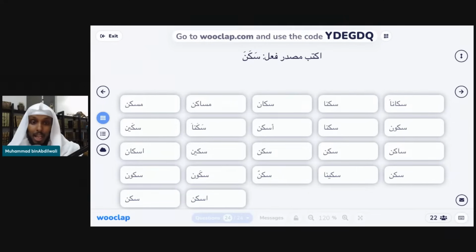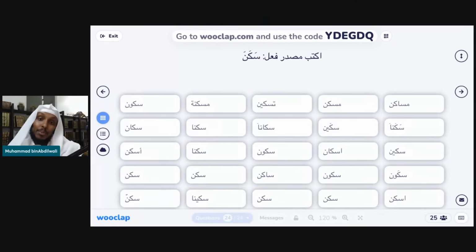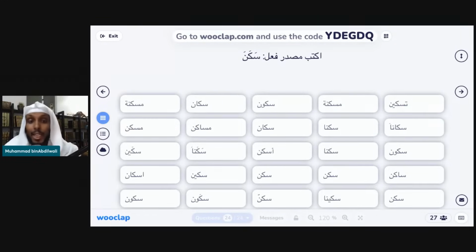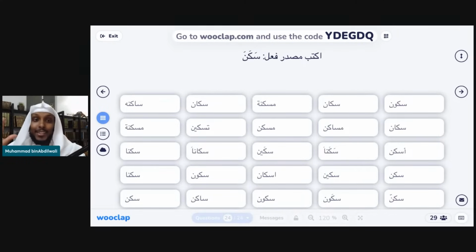مساكن لا. مساكن is جمع, is the plural of مسكن. Okay? Which مسكن is المصدر الميمي, they call it. It's actually a masdar, but it's a specific type of masdar called masdar الميمي. But yeah, the correct answer here is سكنا. سكن يسكن سكنا. سكنا. Okay? That's why the third chapter of بين يديك is called السكن.